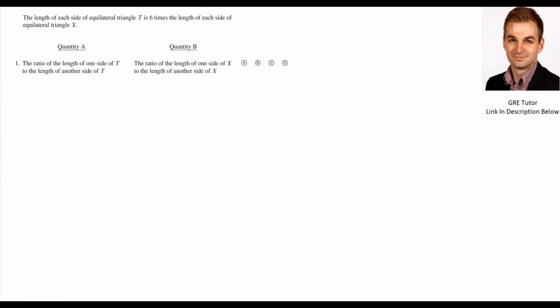Okay, so this is a quantity A, quantity B problem, and you need to determine whether quantity A is larger, whether quantity B is larger, whether they both are the same, or whether it's unknown. So the length of each side of an equilateral triangle T is 6 times the length of each side of equilateral triangle X. That's the information that we're given. Now the definition of an equilateral triangle is that all sides are the same.